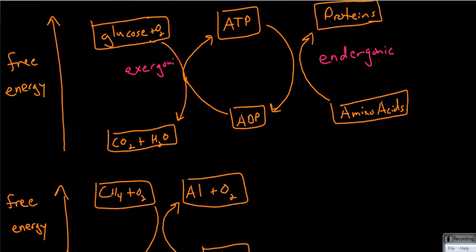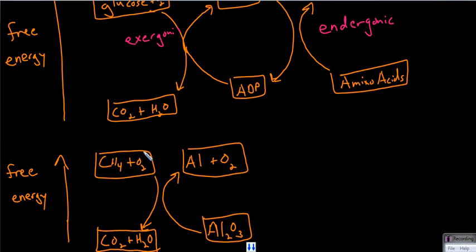Similarly, again, you can burn methane, which produces carbon dioxide and water, and this releases free energy. That free energy can be used for the decomposition of aluminum oxide, bauxite. You can break aluminum oxide through electrolysis into pure aluminum and release oxygen gas.